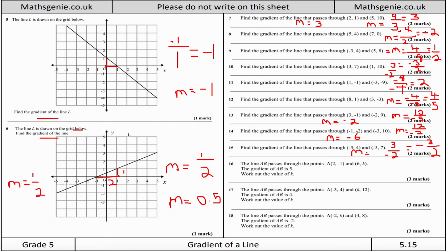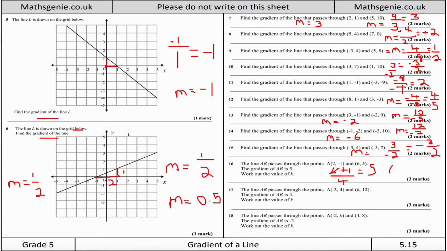Well, following the same idea, I'm going to have k take away negative 1. So it's going to be k plus 1, divided by 6 subtract 2, which is 4. That has to equal 5, because that's the definition for the gradient: the change in y over the change in x. It's the difference in the y coordinate divided by the difference in the x coordinate equals the gradient.